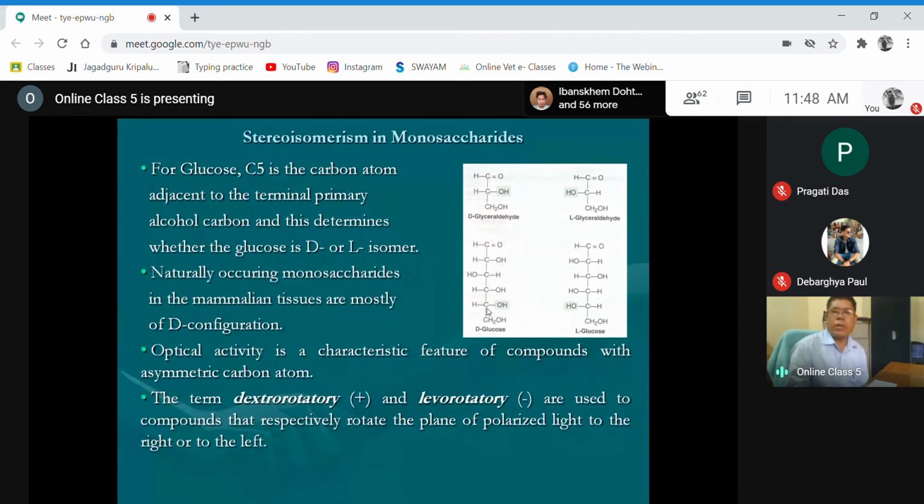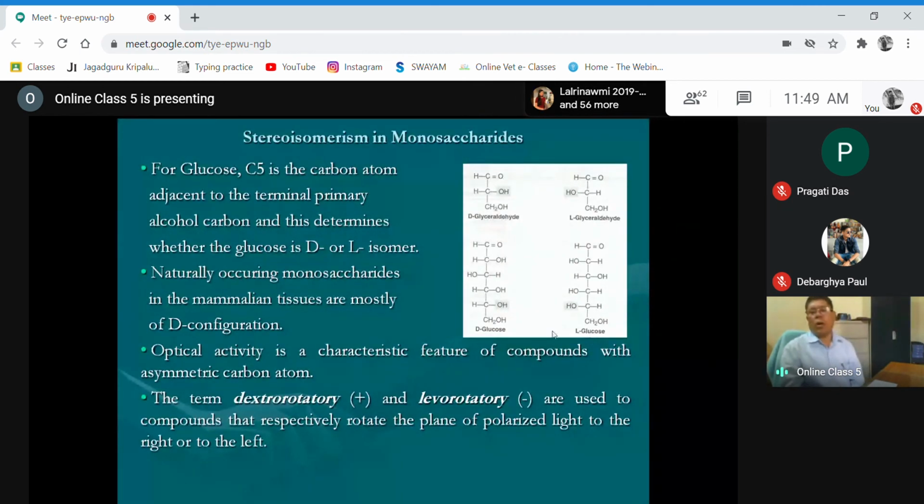Now, if you see here, the OH group is on the right-hand side. That means this glucose molecule will be called D-glucose. If you see the other molecule here, the OH group attached to the last asymmetric carbon is on the left-hand side. That means it resembles L-glyceraldehyde, so this will be called L-glucose.